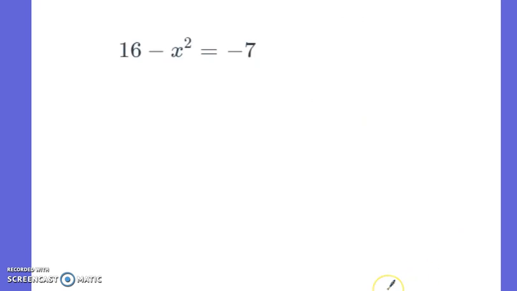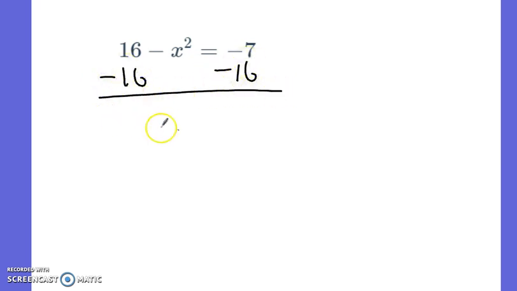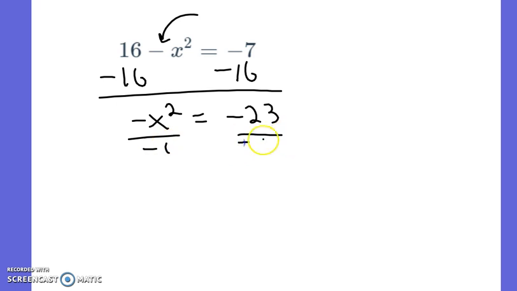Okay, so now I'm looking at this type here. It's got this positive 16 there, and it's attached by a subtraction. So what I'll do is just get rid of it by subtracting 16 from each side. Okay, that's going to get me negative 23 over here and x squared there. But don't forget, there's a minus sign, so put the negative in front of it. Okay, now we'll divide by negative 1 to get rid of the negative sign. Now we have x squared equals 23.